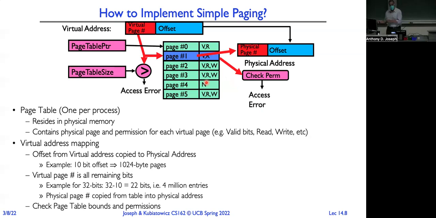Now the operating system checks its books and realizes, oh, that page is actually out on disk. And so it'll have to fetch it into memory and then put it someplace, update the page table entry with the actual physical page number of where it put it, and then set the bit to valid, and then it'll restart the instruction.